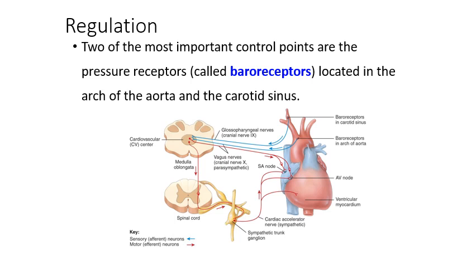So the baroreceptors in the aorta and the carotids are going to take that stretch information and tell the brain how high or low the blood pressure is.